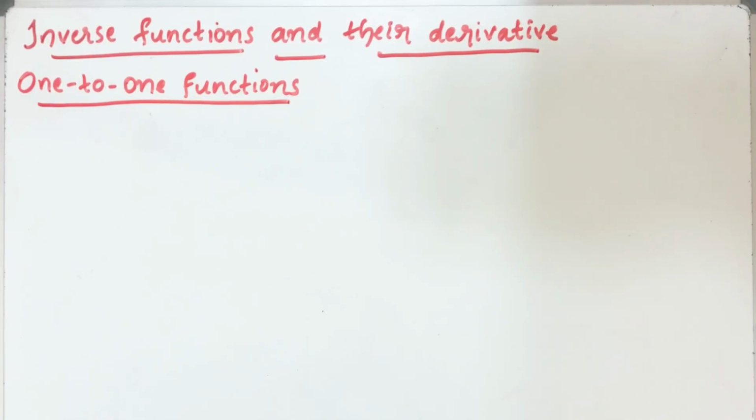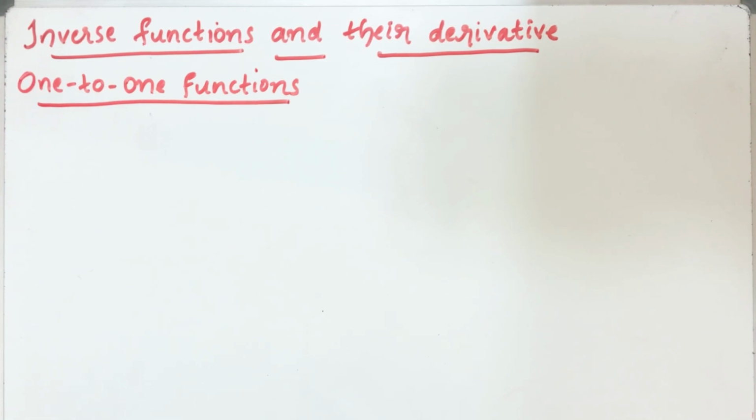Before seeing 1-1 functions, what is a function? If we have two sets x and y, a function from x to y assigns to each element of x exactly one element of y. Or we can say a function is a rule that assigns a value from its range to each point in its domain.